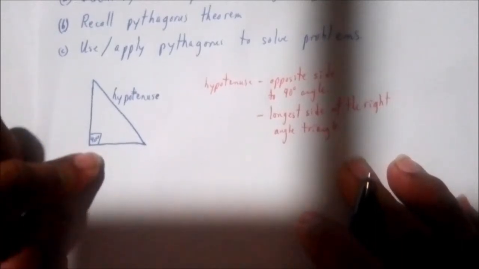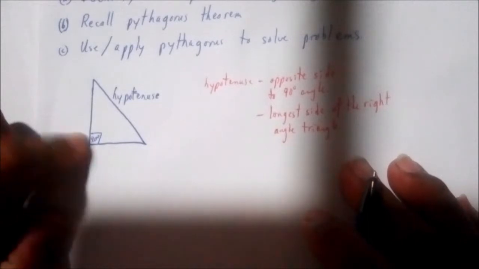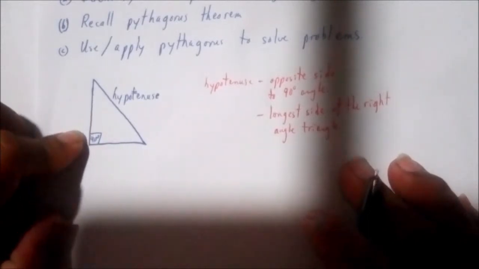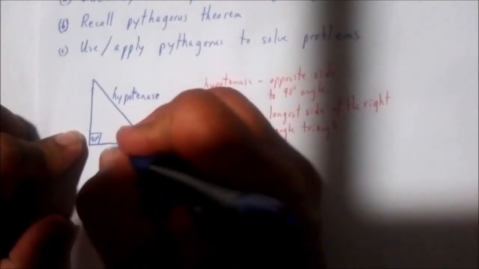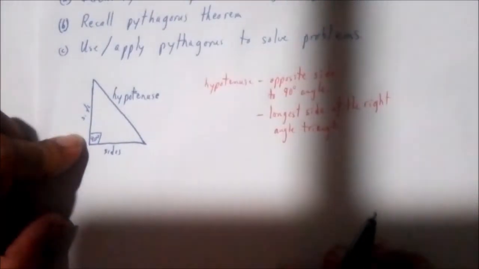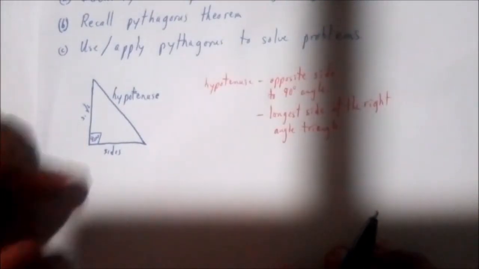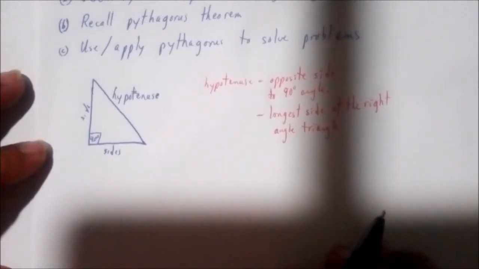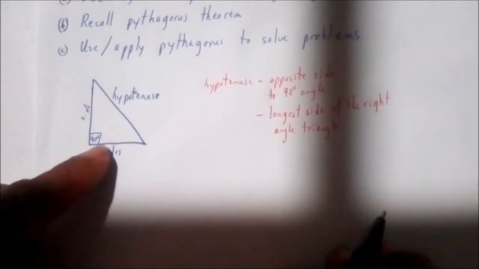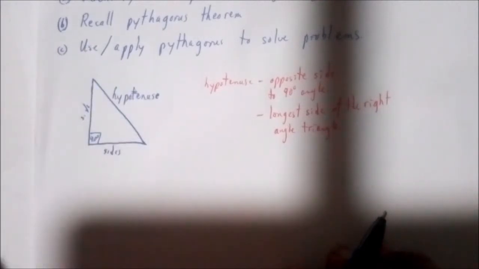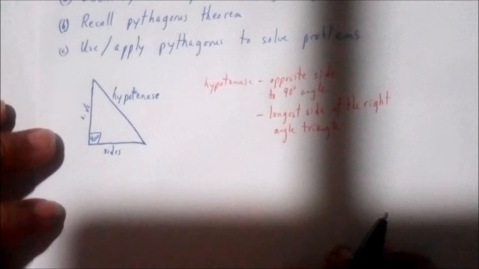Now the other two sides are just simply sides. This is a side, this is another side, so we just call them sides. Okay, so now let's see what the Pythagoras theorem is. It is a formula to identify the length of one side of the three sides of the triangle given two known sides. Let's see how this works.